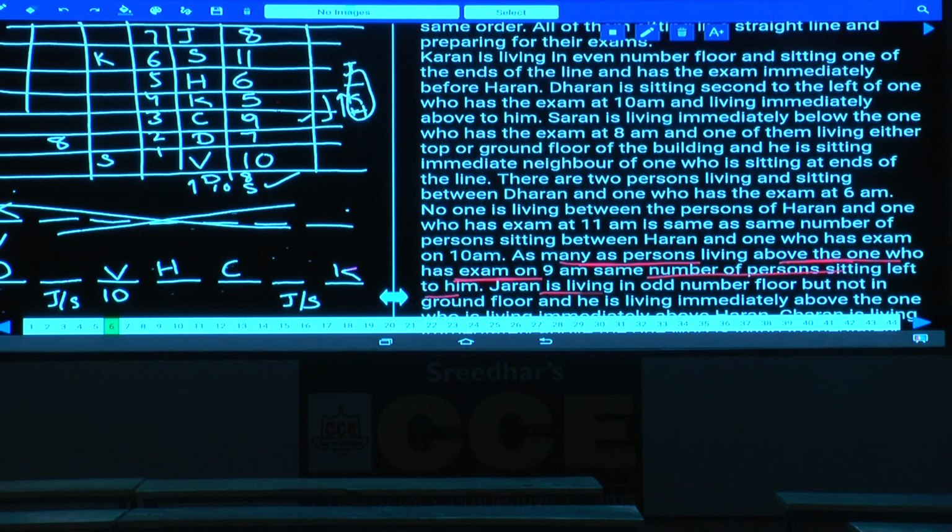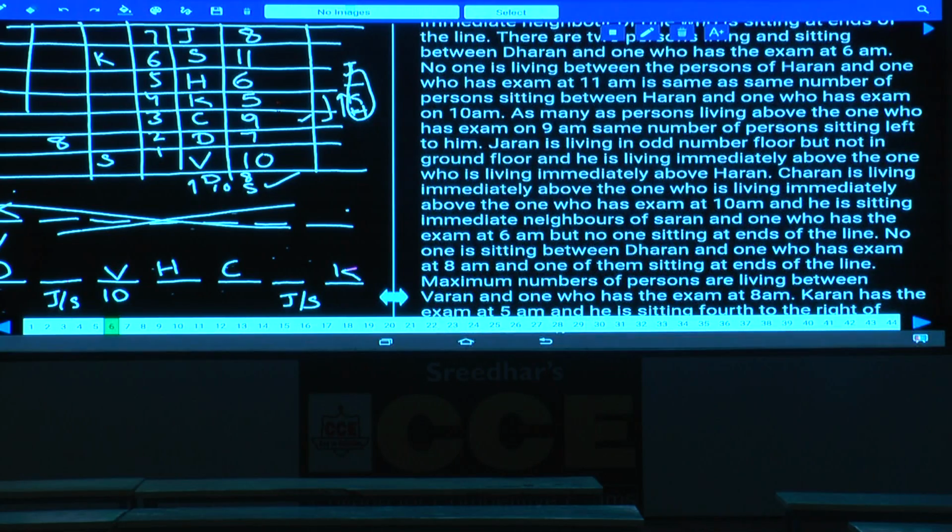J is living in an odd number floor but not in the ground floor, living immediately above the one who is living immediately above Haran. Charan is living immediately above the one who is living immediately above the one who has the exam at 10 o'clock. Now this Charan is immediately above the one who has the exam at 10 o'clock. And he is sitting to the immediate neighbor of Charan.